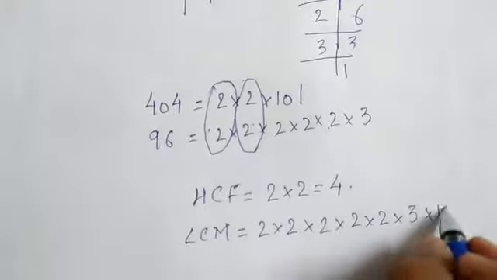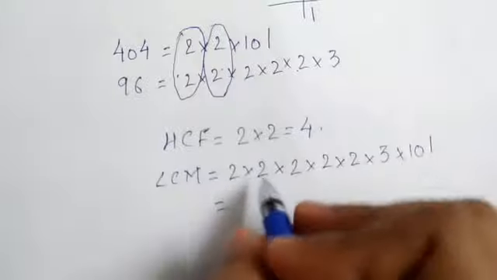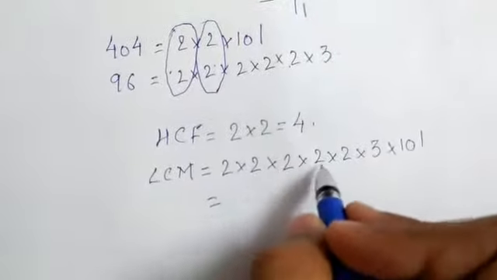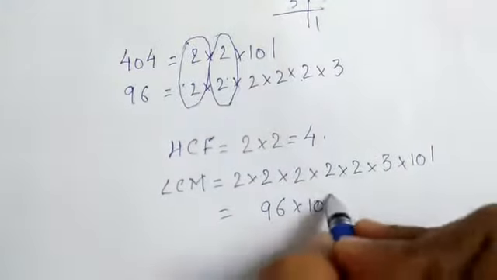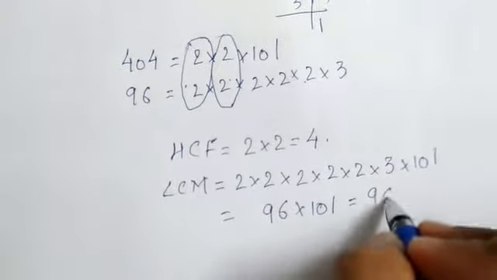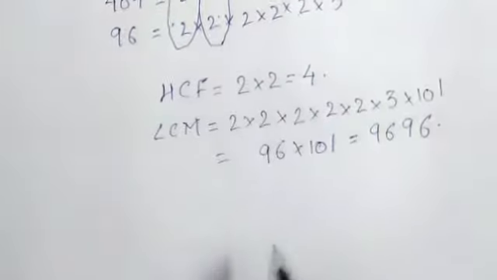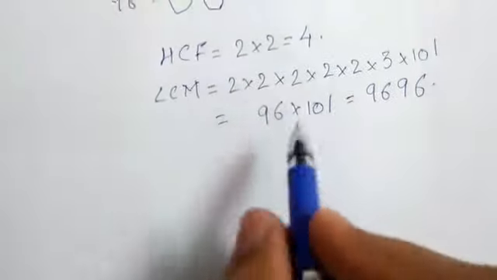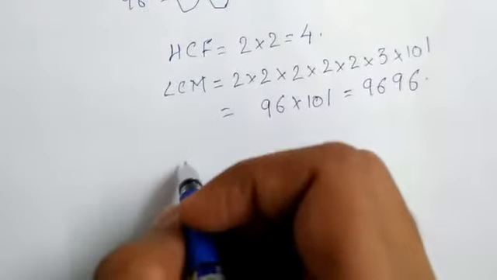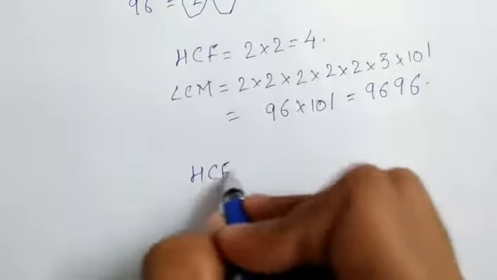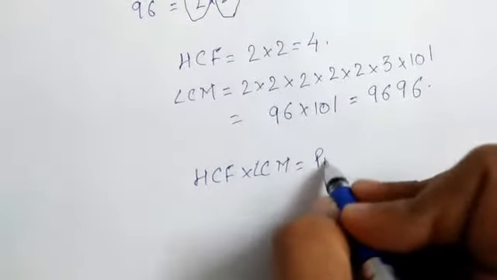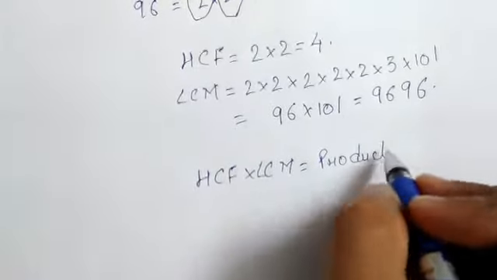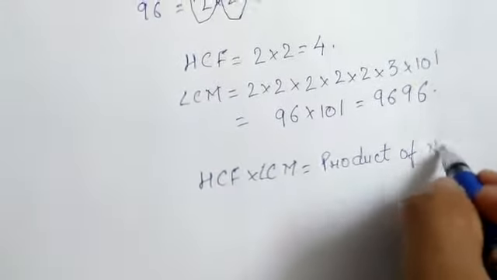That is 2, 2, 2, 2, 2, 3 into 101. So that will be 8, 16, 32, 96 into 101. That will be 9696. So the LCM is 9696 and the HCF is 4. So you have found out HCF and LCM both. Now you need to prove that HCF into LCM is equal to the product of the two numbers, both the numbers that you were given.